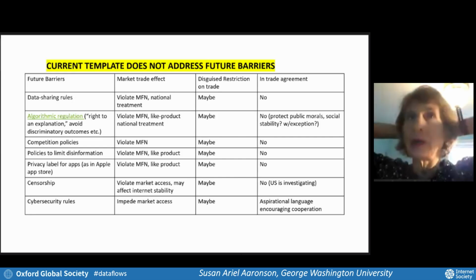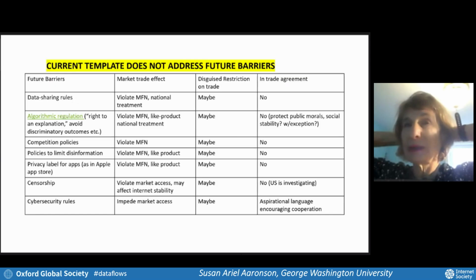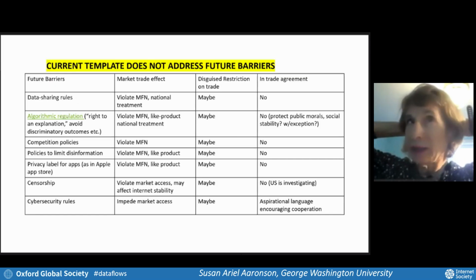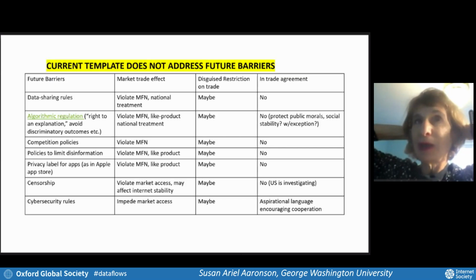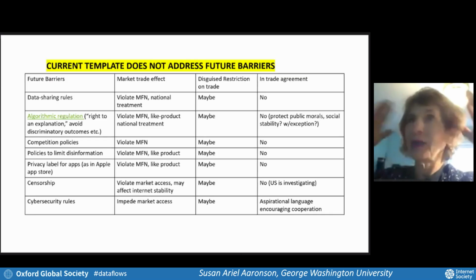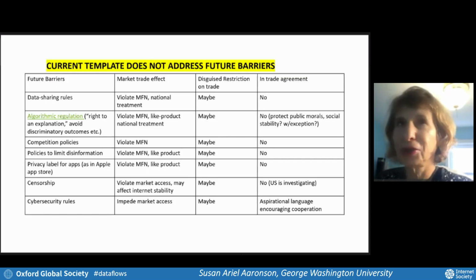Okay, it also doesn't address future barriers. So what am I talking about here? All right. So one potential barrier could be data sharing rules. Why is that a potential barrier? Well, current EU law could be seen, I'm not saying it is, as violating most favored nation or national treatment. I want to give you another one. Apple has a privacy label, which means that it's very opaque about firms that it thinks don't deserve to be in its store, and it labels them. I'm not an Apple person, so I've actually not experienced this, so I'm probably not the best person to talk about it, but it's just like a social label, right? It could violate MFN and like product.